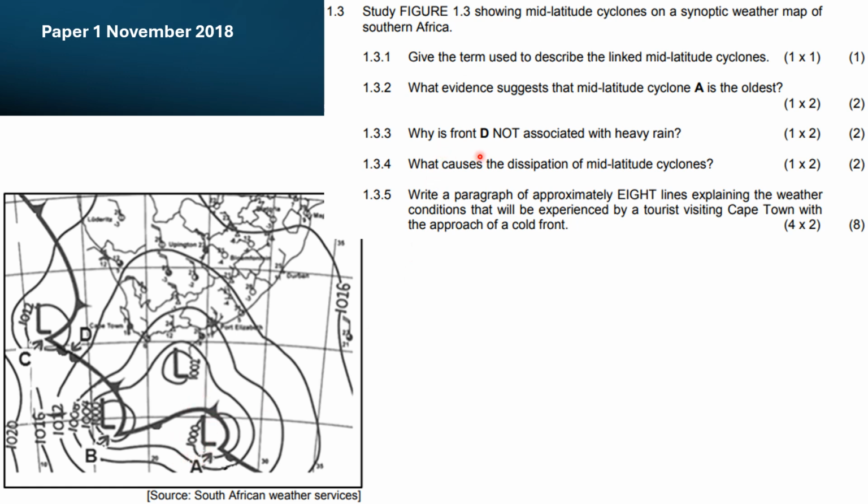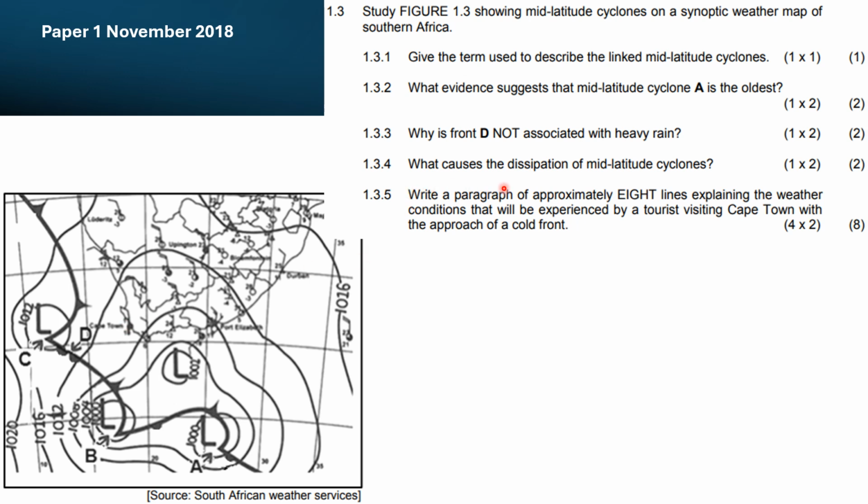Why is front D not associated with heavy rain? This question is testing the difference between the rainfall at the warm front and the rainfall at the cold front. So D is the warm front. It's got light rain because the gradient of the warm front is gentle. The air rises up the front slowly. The air cools down slowly as it rises, and therefore it produces light rain. It doesn't produce heavy rain.